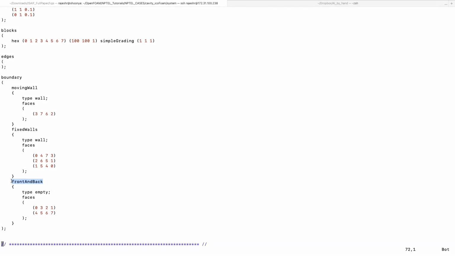So, you can think of, let us say if this is your lid-driven cavity, you have a certain width in the third dimension, right. That width I have taken to be very small, and I have put the empty boundary condition on both these sides, this side and this side, right.